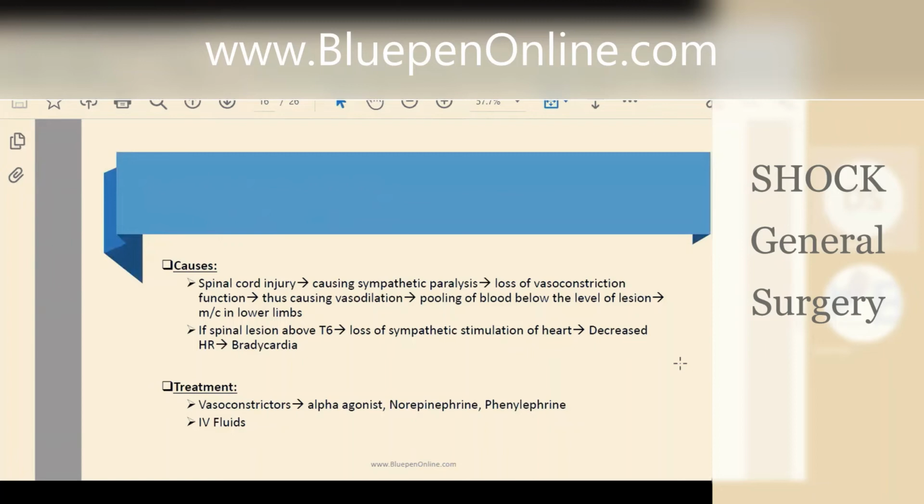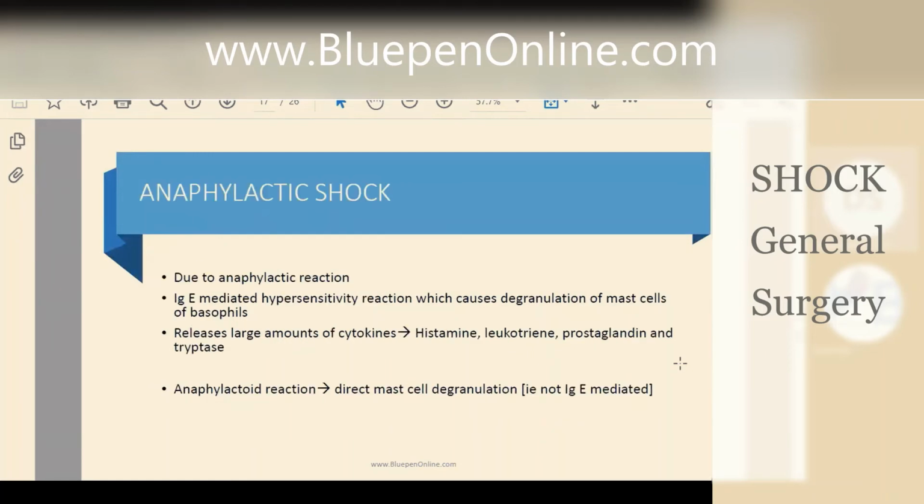So that's the treatment. Then next is anaphylactic shock. What do you mean by anaphylactic shock? Anaphylactic shock mainly occurs following an anaphylactic reaction. An anaphylactic reaction is most commonly an allergic reaction. It is an IgE-mediated hypersensitivity reaction which is caused by the degranulation of mast cells. These are a special type of cell which has cytokines in them, such as tumor necrosis factor.